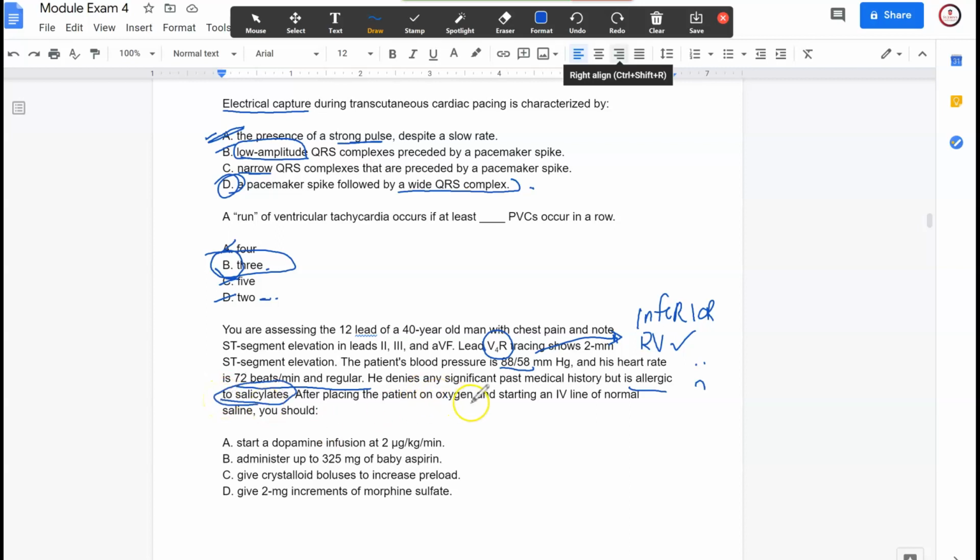After placing a patient on oxygen and starting IV, what should you do? Start a dopamine infusion. Maybe. His blood pressure is a little crap, we might want to do a dopamine infusion. Do we want to put that much stress on the heart? Probably not. Administer up to 325 milligrams of baby aspirin. No, he's allergic to salicylates. This is the trick question here for this one. Baby aspirin has a salicylic acid.